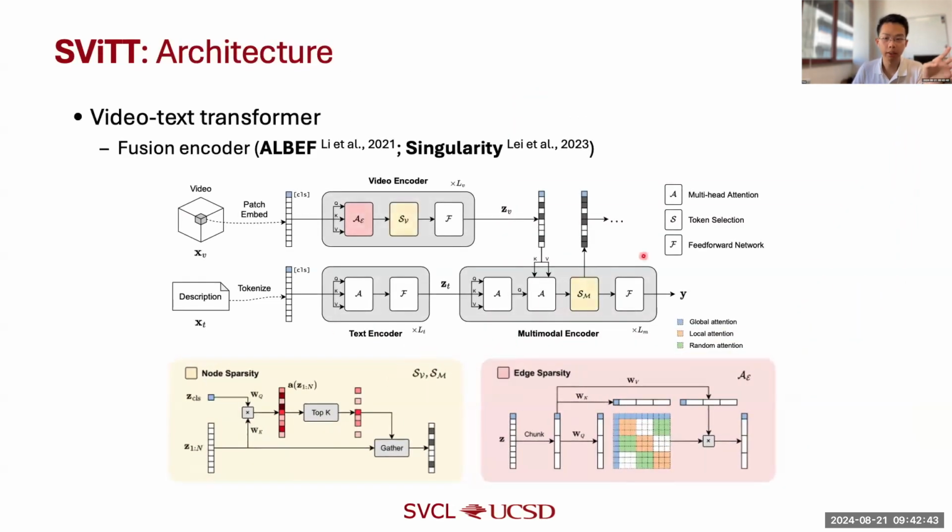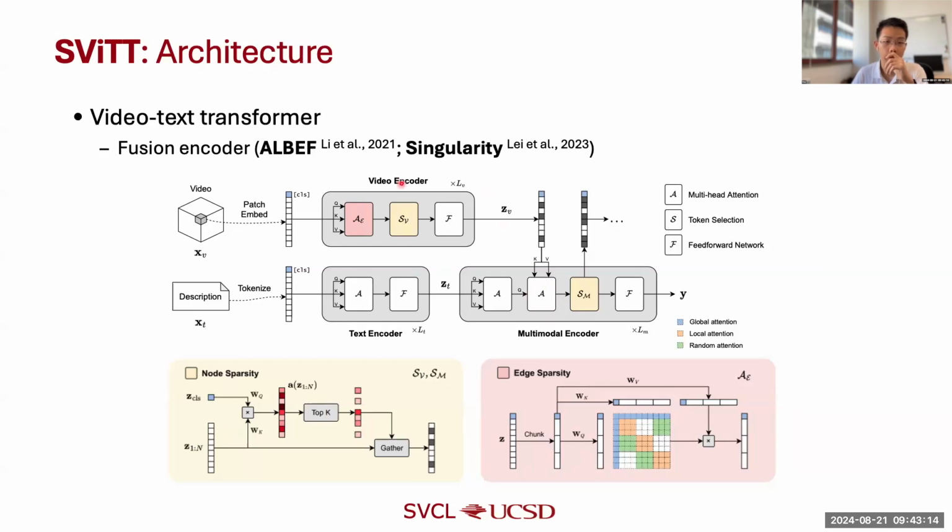Now, by combining node and edge sparsity, we can finally build the sparse video text transformer as follows. So the model itself is a fusion encoder architecture, which has been proven effective in VLMs like ALBEF and follow-up works for videos. Concretely, it consists of separate transformer encoders for video and text modalities, as well as a multimodal encoder on top that utilizes cross attention, which is the second A here.